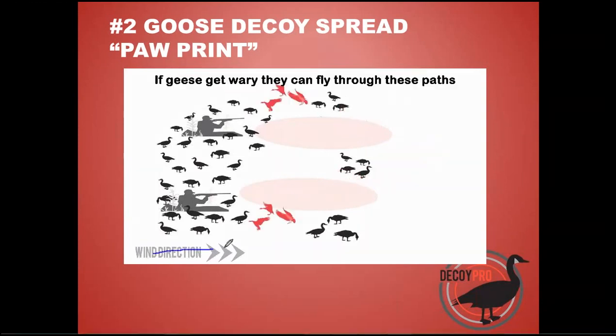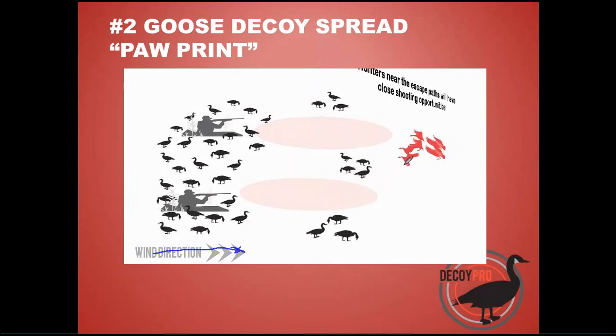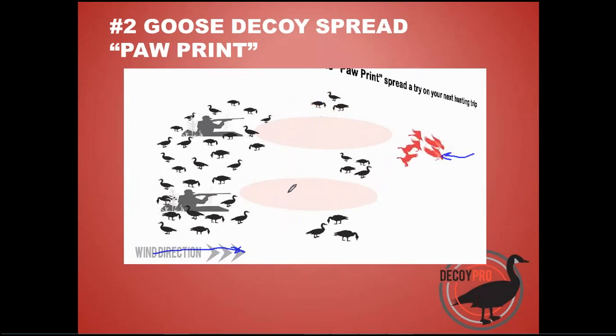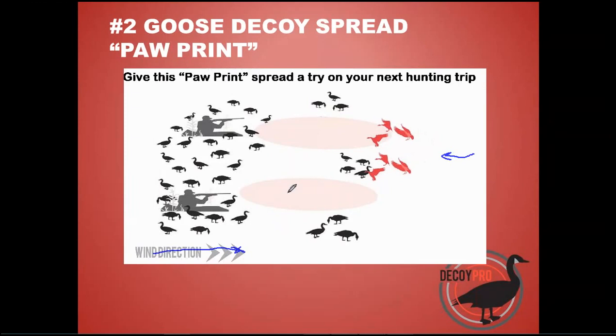In this one, you can see the wind is going from left to right, so the geese are going to approach from the right to the left. There are a couple of benefits with this spread. One, geese do like to have different landing zones. You can see we've got two different landing zones, so they have some different landing areas to select from. That's definitely a benefit.